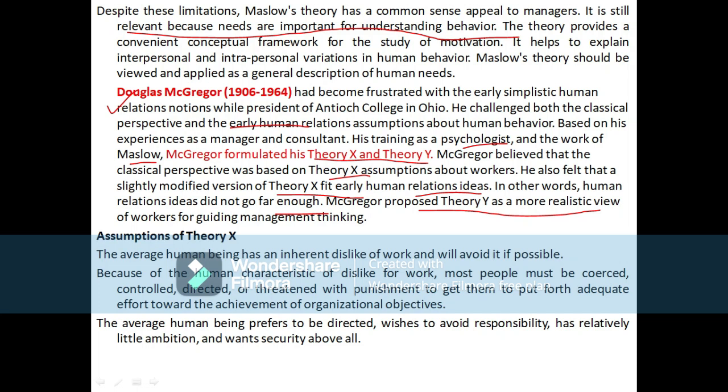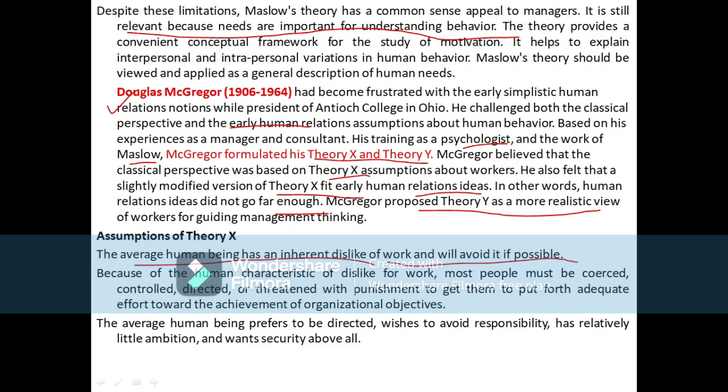Okay, rather than X. So first of all, what is theory X and what is theory Y? What are the assumptions of theory X that McGregor propounded? The average human being has an inherent dislike of work, and will avoid it if possible. So naturally, if we generalize human behavior, they will not show enthusiasm or liking towards the work, but they will always try to avoid it. So that is the basic assumption: human beings have an inherent dislike of work.